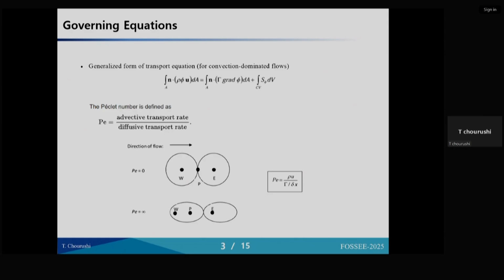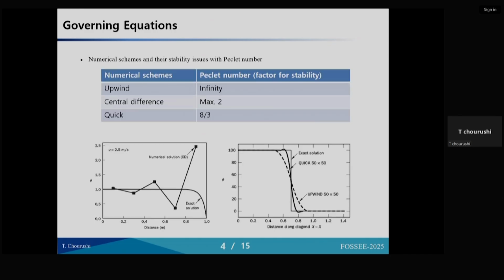Now there are different higher order schemes which you might be aware of. For example, the QUICK scheme, which people often use. There are different higher order schemes which have been devised long back by different scientists. But these schemes still have some limitations.